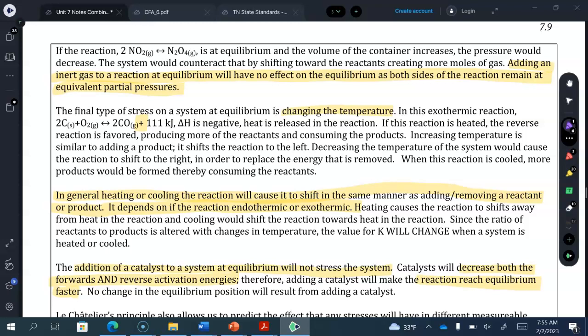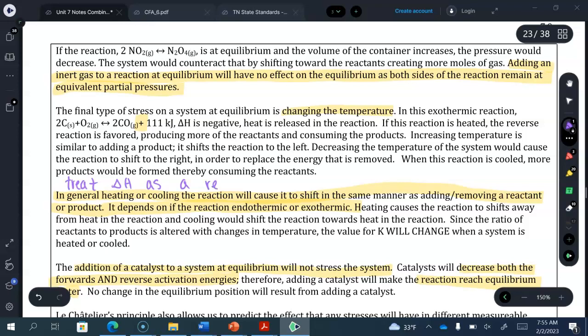Okay, and as you remember, you're going to treat delta H as a reactant when it's endothermic, or a product when it's exothermic, based on its sign, negative delta H.